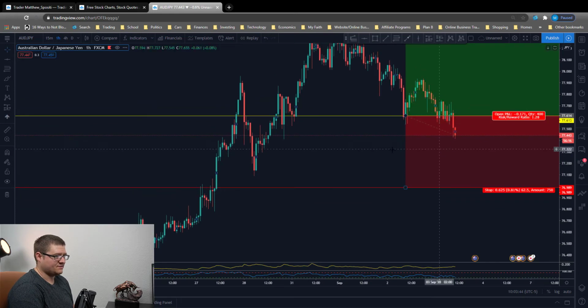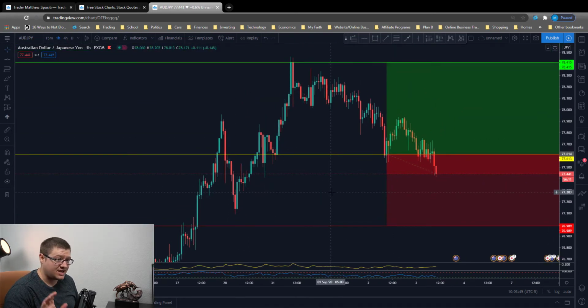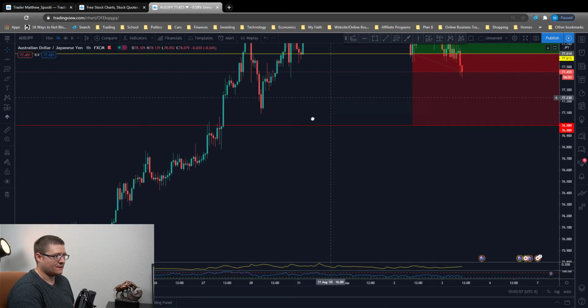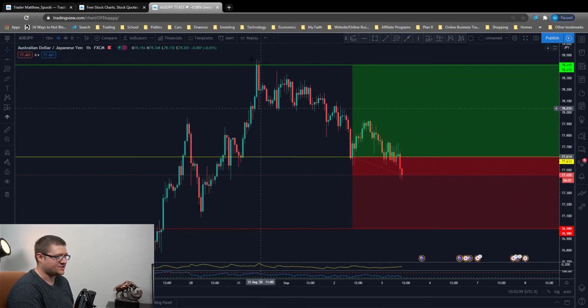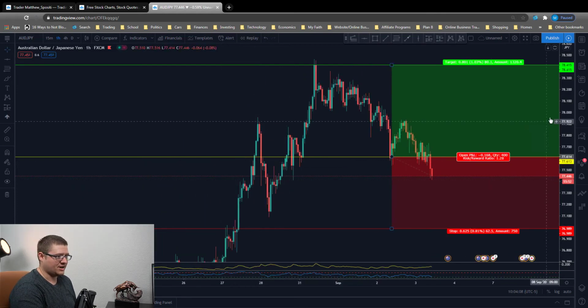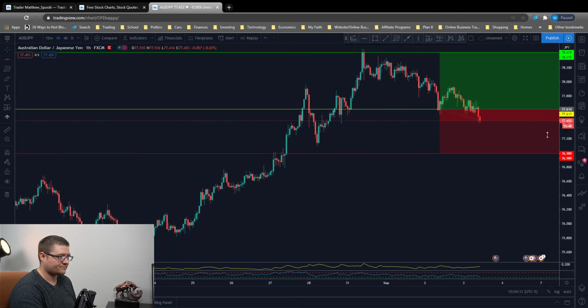That's how I subjectively view it. This is a minor structure level, but it doesn't mean that it won't work. Now, the odds of it working are not as high as the major structure level down here. The reason I took this is because if this is a very strong trend, and you never really know until after it's happening, but if this is a strong trend, then what will typically happen, and I'm going to have to zoom out of the charts to show you guys this, so bear with me.